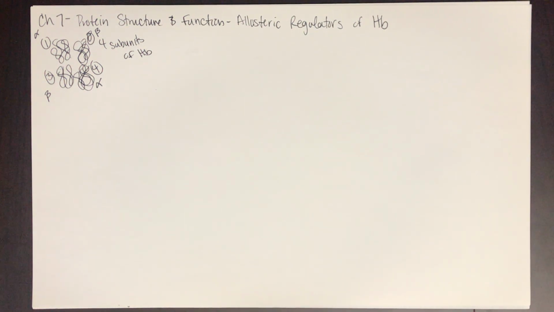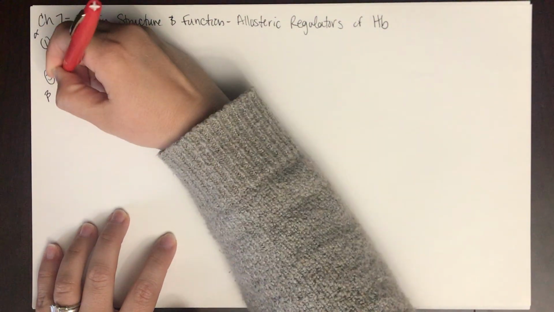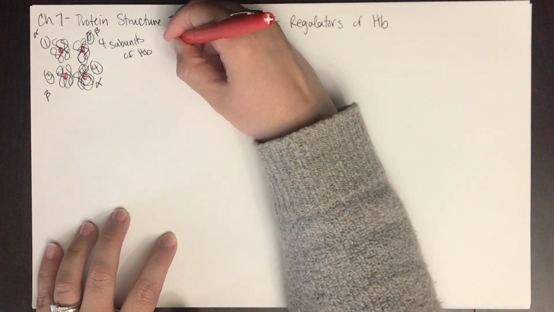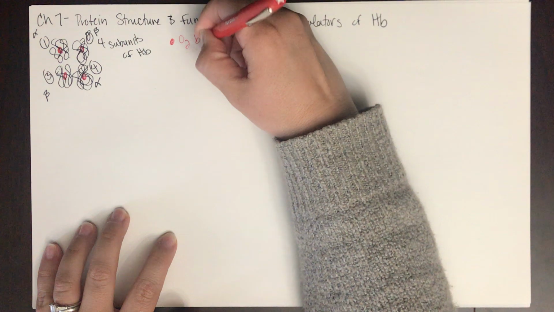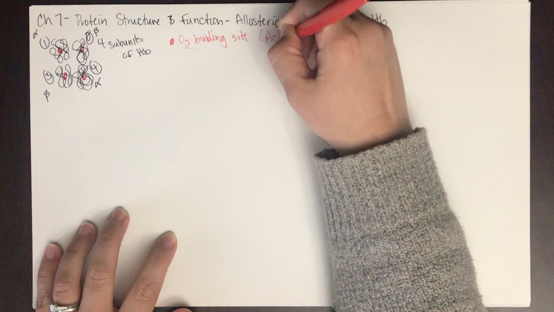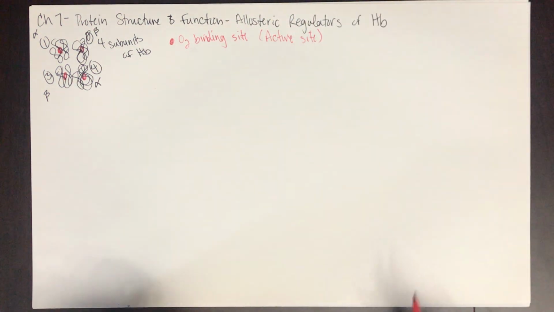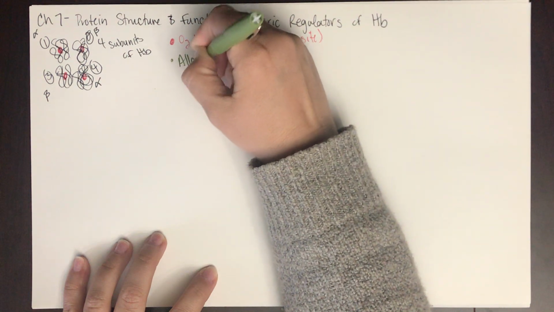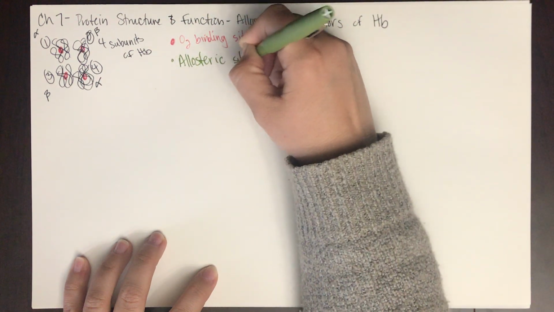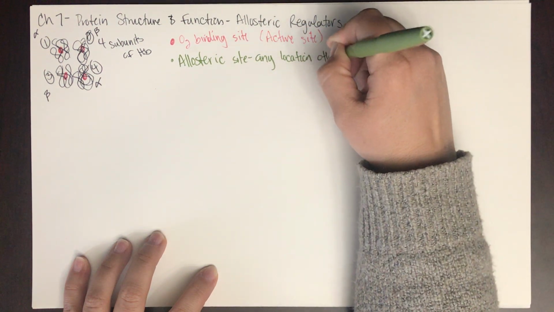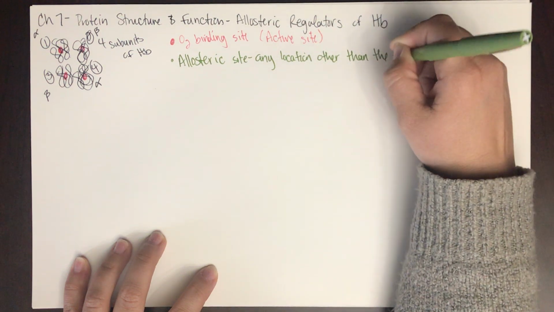In the center of each of these subunits is where the oxygen binds. So this is the oxygen binding site. We could also call this the active site. It's where the oxygen is binding. The allosteric site is anything other than the active site. Any location other than the active site.